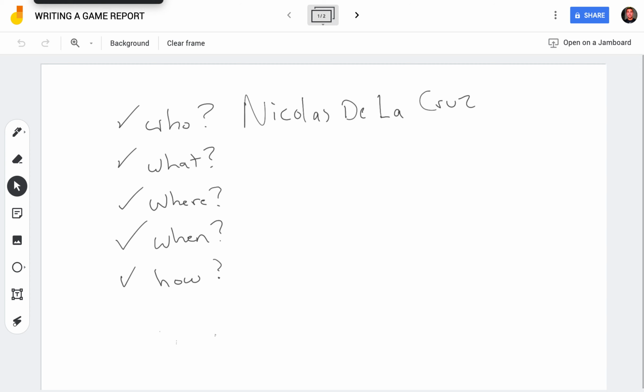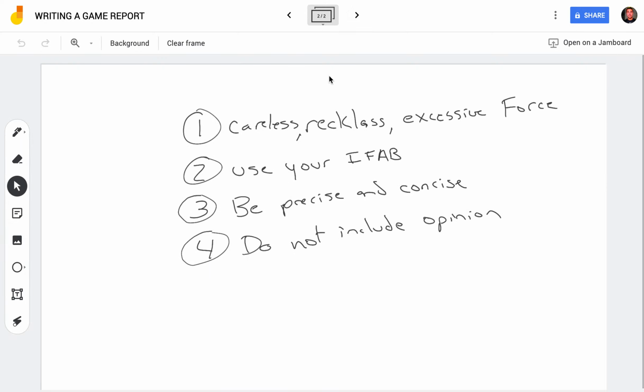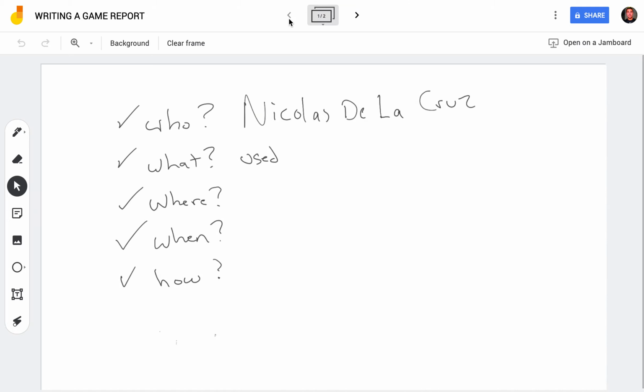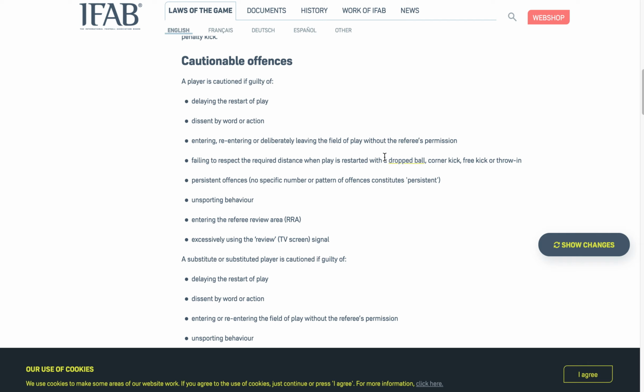The next question is the what. What happened? So that player used, and he got a caution. So we're going to go to our next page here and see which one is caution, and that is the reckless. So he used reckless force, and I'm going to put a dash there because then we're going to go to our IFAB laws of the game and decide what he did. Used reckless force when tackling an opponent, and this would be considered unsporting behavior.